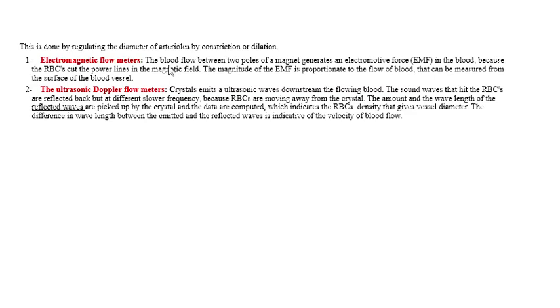For electromagnetic, the blood flowing between the two poles of a magnet generates an electromotive force, EMF, in the blood, because the red blood cells can be affected by the magnetic field, and when the number of these cells is large, that means there is more blood flow. So the flow is proportionate to the number of red blood cells that can pass through the vessel, so that we can know whether the flow of the blood is high or not.